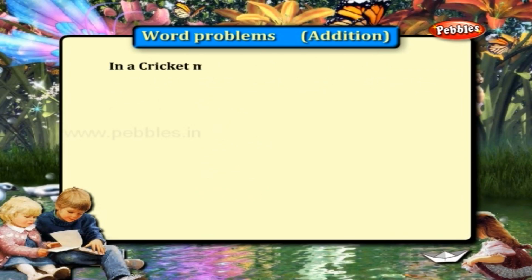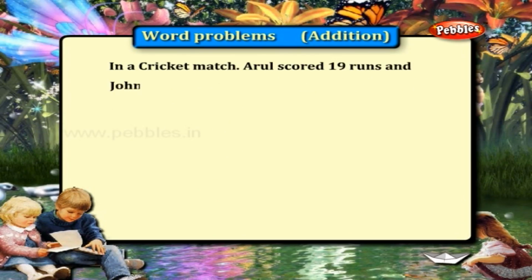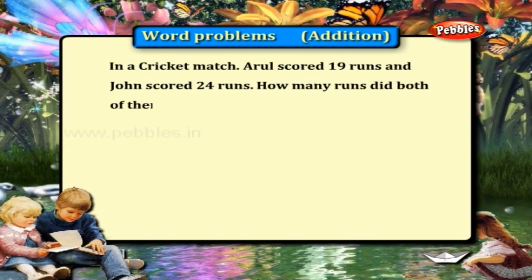In a cricket match, Arul scored 19 runs and John scored 24 runs. How many runs did both of them score? 19 plus 24 is equal to 43 runs.